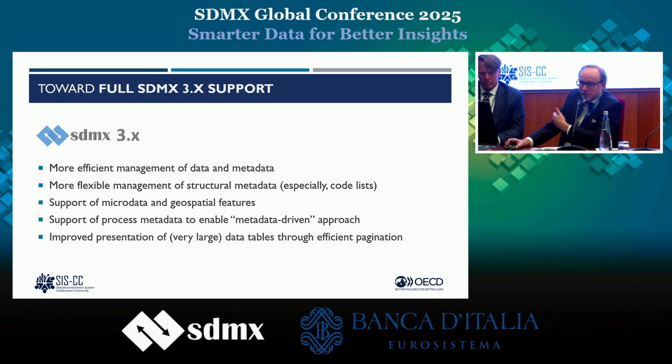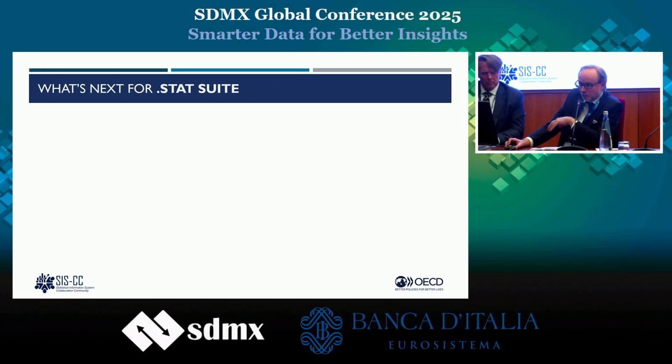With SDMX 3, and hopefully some of you will get to practice this in the capacity building, there is support for extended codelists or codelist inheritance, and also support of processing metadata to really have a more metadata-driven approach across the life cycle and more automation as well. And again, looking towards improving the performance, especially around very large data tables and efficient pagination of that. What's next beyond SDMX 3 for .stat?